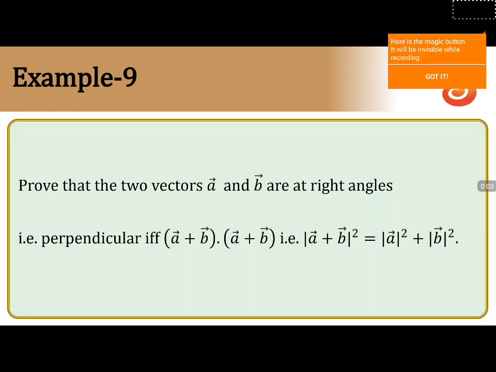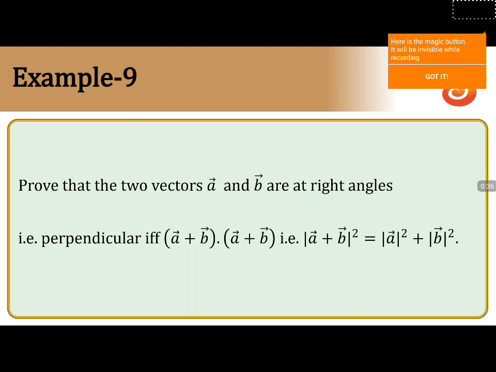Prove that the two vectors a and b are at right angles, that is perpendicular, if and only if the magnitude of a vector plus b vector, whole square, is equal to the magnitude of a whole square plus the magnitude of b whole square.